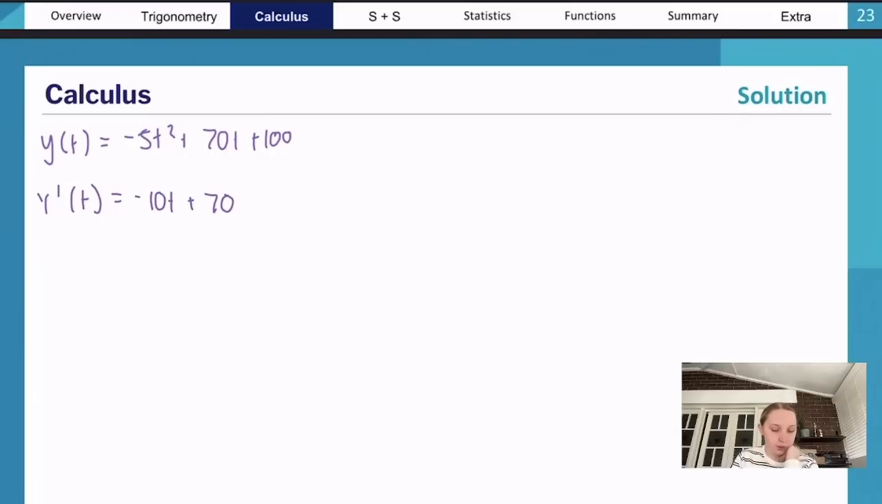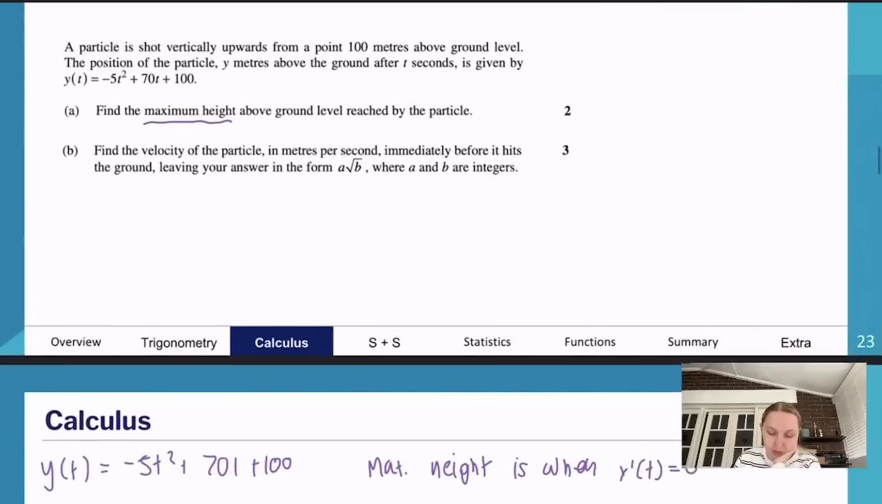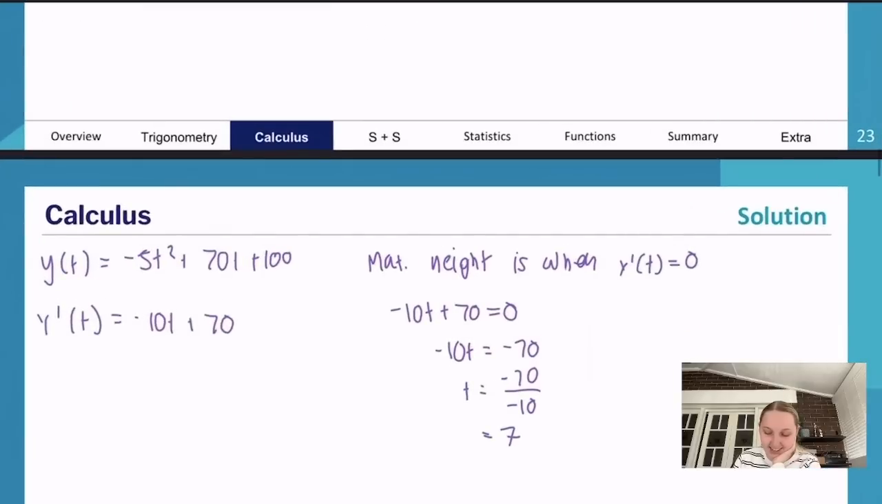And then all we need to do is max height is when y dash of t is equal to 0. Okay, so then we're going to get minus 10t plus 70 is equal to 0. So minus 10t is equal to minus 70. So then t is equal to minus 70 over minus 10, which is equal to 7. Okay? And then we need to find y(t) when t is equal to 7.